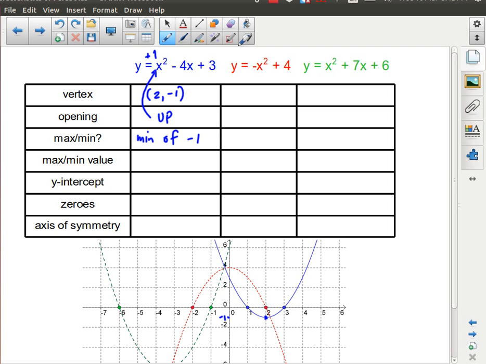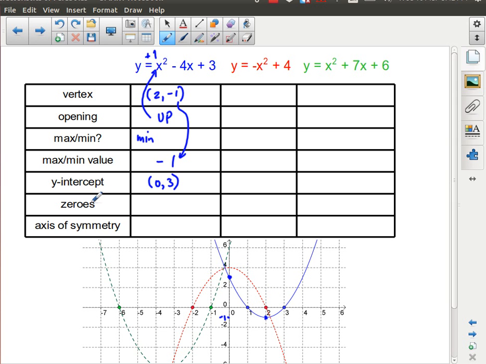Oh, that's on my next line. So it is a minimum, and now the minimum value is -1, and that's from the y coordinate of the vertex. The y-intercept, where does it touch the y-axis? Again, don't forget the scale. That's 2 and that's 4. Halfway in between is 3. So this is a point. So I'm going to say x equals 0, y equals 3.